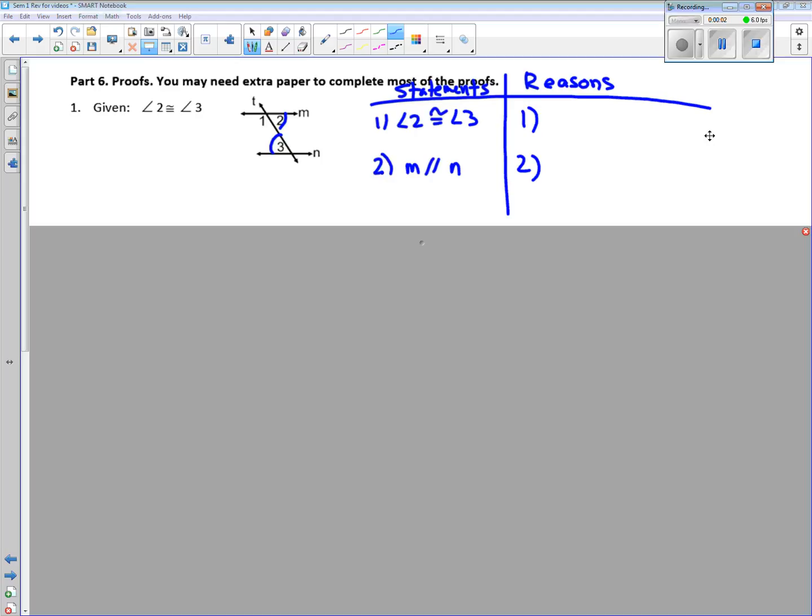All right, let's hit these proofs. Number one, you're trying to prove that these lines are parallel, got cut off. You're trying to prove M parallel to N. When you look at the given that angle 2 is congruent to angle 3, those are alternate interior angles. And when those are congruent, it means that lines are parallel.